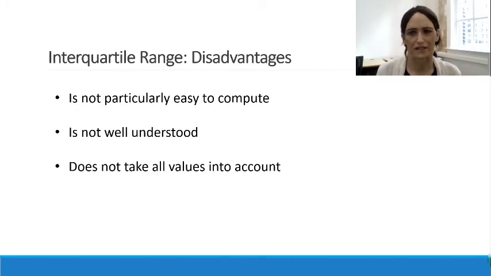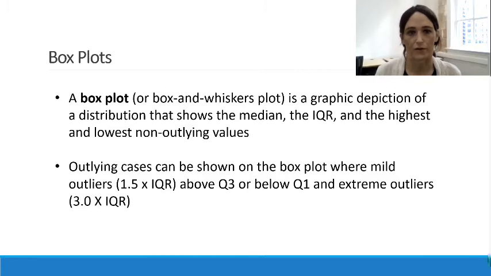Disadvantages: it's not particularly easy to compute. A lot of people don't understand the interquartile range, nor do they know how to report it, as I mentioned. And it doesn't take all the values into account. So those are some disadvantages of the interquartile range. You do see it reported often in research papers, but it's not always that informative.